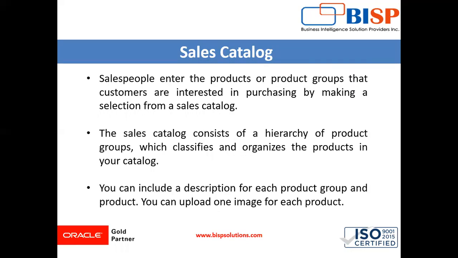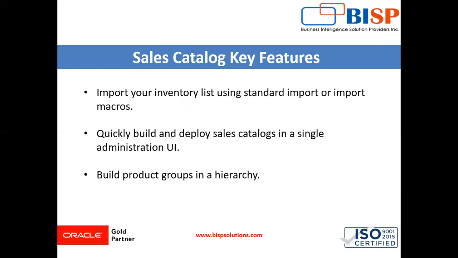Sales catalog. Salespeople enter the products and product groups that customers are interested in purchasing by making a selection from a sales catalog. A sales catalog consists of a hierarchy of product groups which classify and organize the products in the catalog. You can include a description for each product group and product. You can upload one image for each product.